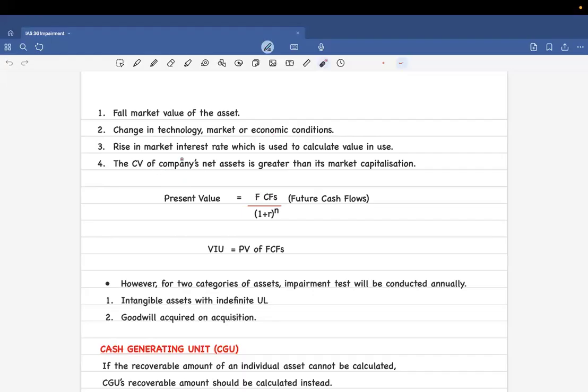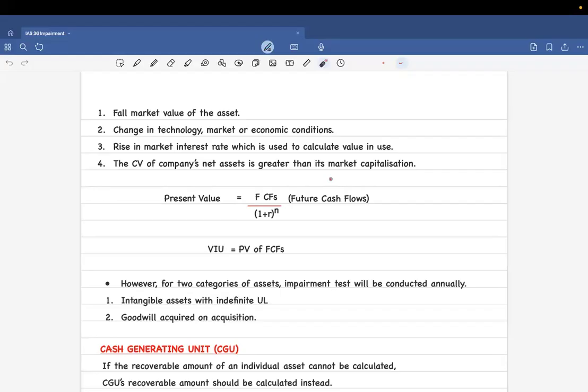Now, the other problem is also the interest. If the market rate of interest changes, the value in use would also change, because value in use actually uses interest. Understood? Now, the carrying value: if you are deciding to sell your company, but the net assets value that you have shown is not something that you're getting, that means the market has a different value for your company. That is called market capitalization, and it is much lower than the net assets that you have shown. In that case also, you would have impairment.